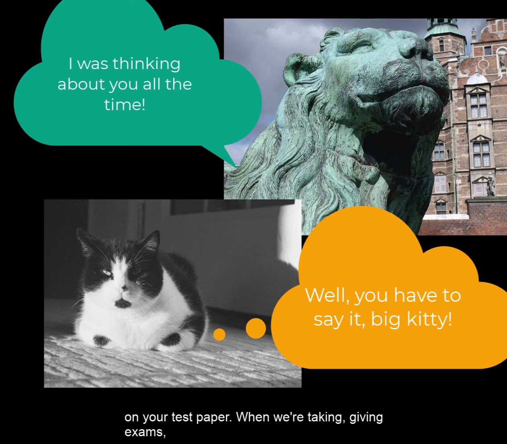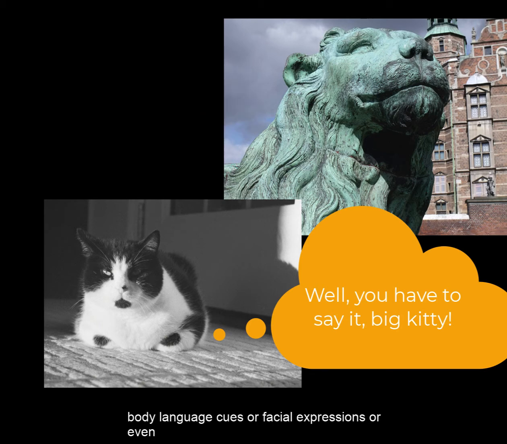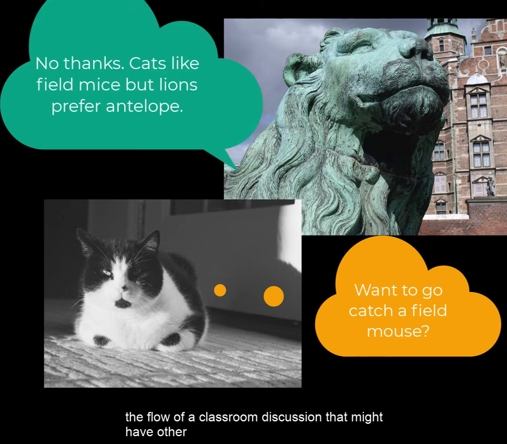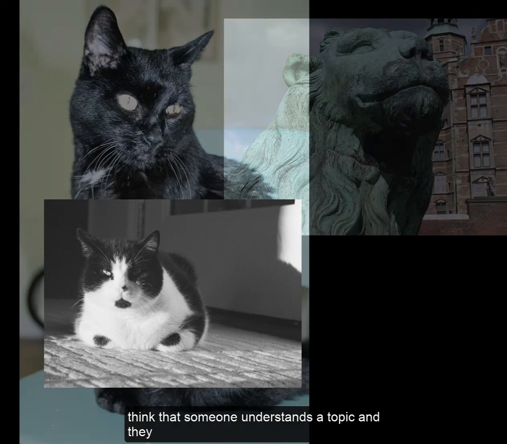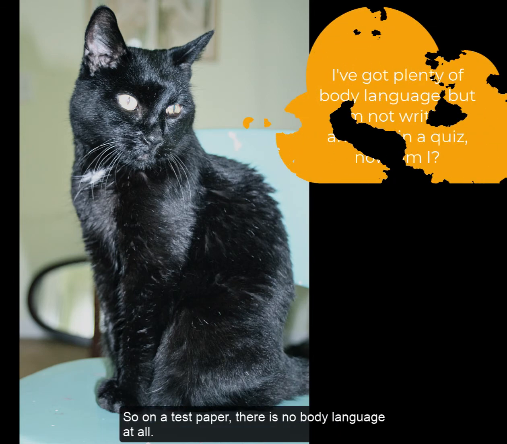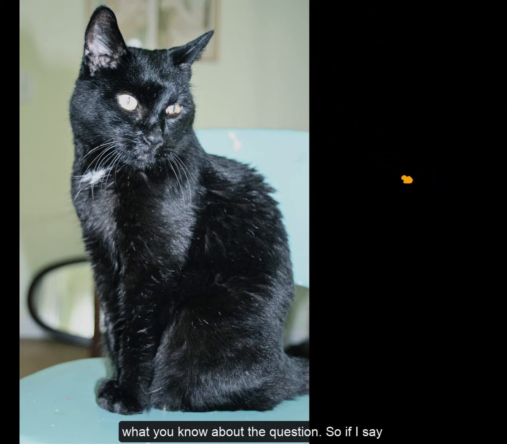When we're giving exams, we professors can't rely on any of your body language cues or facial expressions or even the flow of a classroom discussion that might have otherwise clued us in that you really do know what we're talking about. And even those things can be a little bit deceptive sometimes. It's easy to think that someone understands a topic, and they really don't, if it's not actually said out loud. So on a test paper, there is no body language at all. It's just you, and your writing has to convey back to me, the professor, what you know about the question.